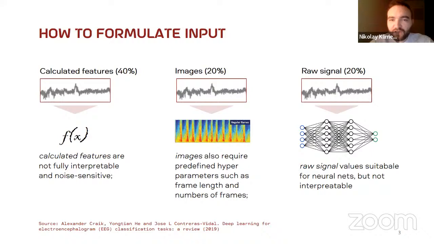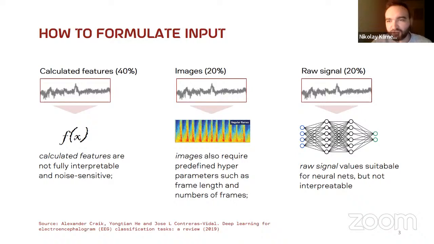So what are the current approaches to automatically analyze EEG records? We can loosely divide them into three main categories. The first one is calculated features. We take the original signal and calculate some statistical measures that describe the whole signal, like mean, standard deviation or amplitude. Based on these measures, we make conclusions or classify the EEG. The downside of this approach is that it's not fully interpretable, because those statistical measures describe the whole sequence but cannot point us to a specific place in the signal.